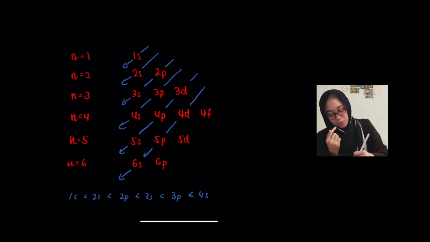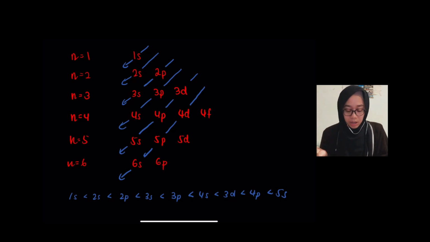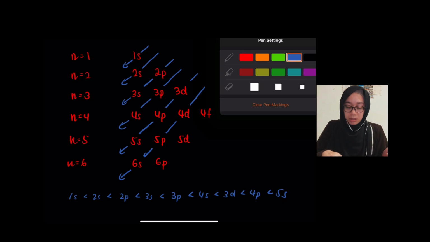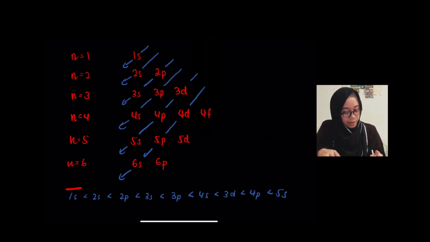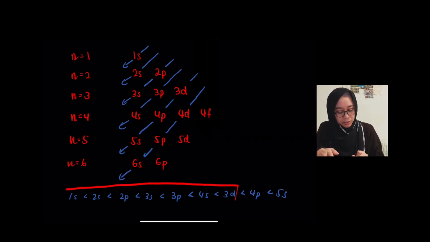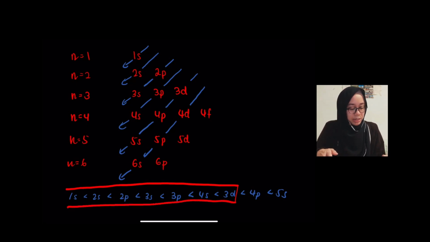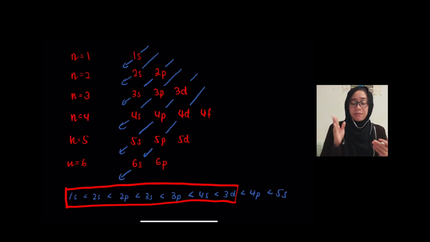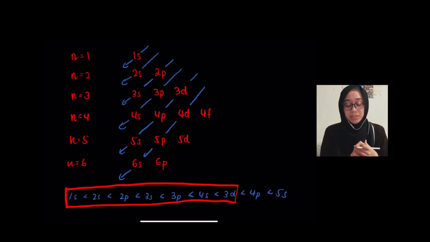Lepas 4s kita isi pula 3d, and so on. Okay, tapi the one yang kamu kena take note is only daripada 1s sampailah 3d. Okay, kita cuma belajar sampai nak isi 3d orbital sahaja. Tapi Miss Asa nak hafal setakat sampai 4p tu pun should be masih okay lagi. Tapi atom ataupun elemen yang diberi kepada kamu mostly yang akan diisi sampai 3d orbital sahaja.